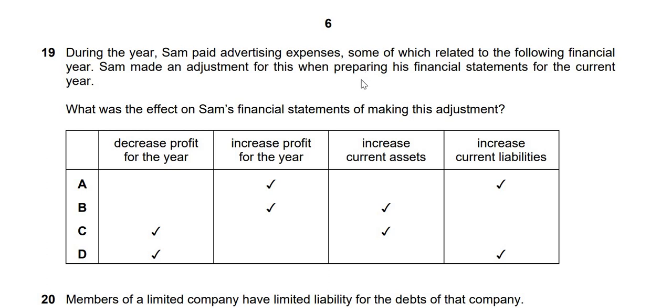Question number 19 now. During the year, Sam paid advertising expenses, some of which related to the following financial year. Sam made an adjustment for this when preparing his financial statement for the current year. What was the effect on Sam's financial statements of making this adjustment? So look, prepaid expenses decrease expenses of the current year, and as a result, profit increases. Prepaid expenses increase current assets in the statement of financial position as well. So the answer is B. Prepaid expenses increased profit for the year and increased current assets as well.